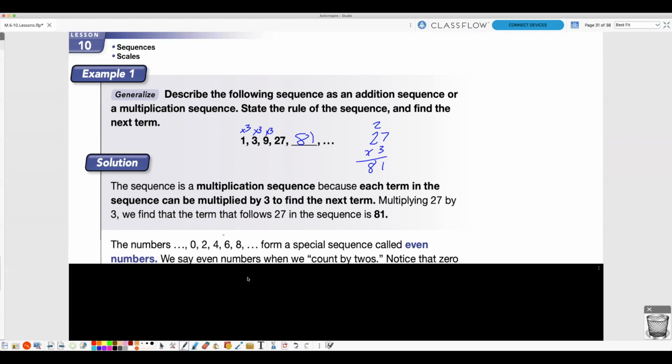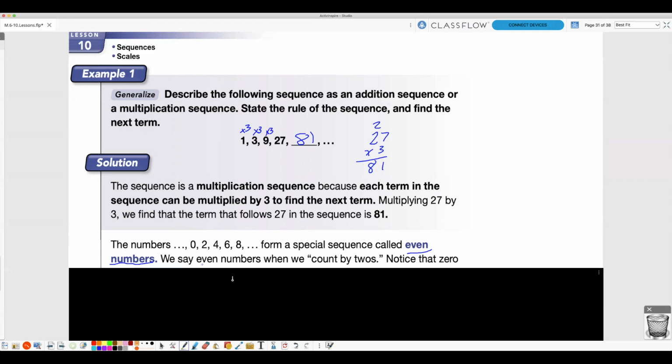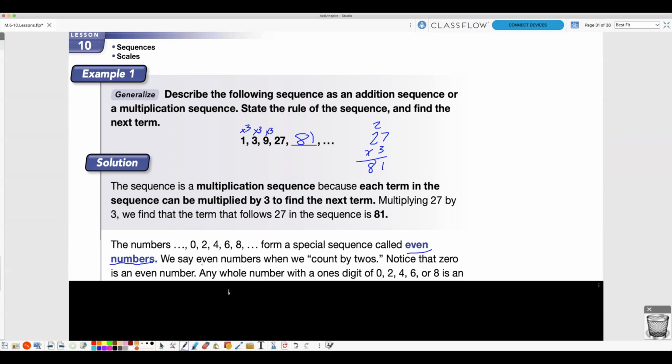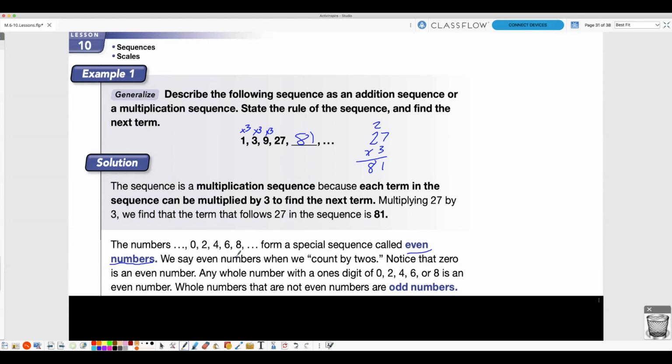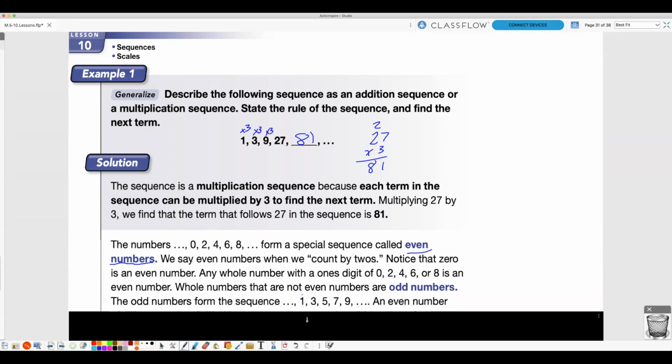This is a special sequence, 0, 2, 4, 6, 8. It's called even numbers. Even numbers is another way of saying a sequence. We say even numbers when we count by twos. Notice that 0 is an even number. Any whole number with a ones digit of 0, 2, 4, 6, or 8 is an even number. Whole numbers that are not even numbers, the special sequence is called odd numbers. They're 1, 3, 5, 7, and 9.